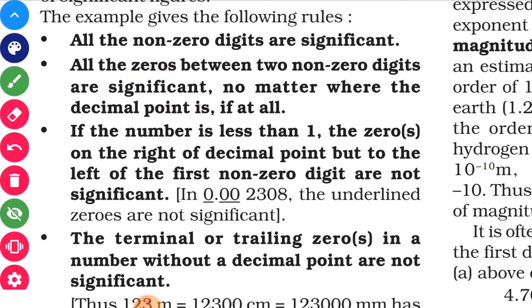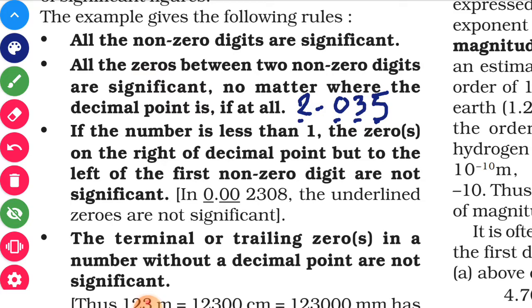Now the second rule, all the zeros between two non-zero digits. For example, you have 2.035. According to the rule, all the zeros between two non-zero digits are significant no matter where the decimal point is, if at all. So here the decimal point is there, and the 0 is taken into consideration as a significant number. So the total significant figures will be 1, 2, 3 and 4. There will be 4 significant figures.